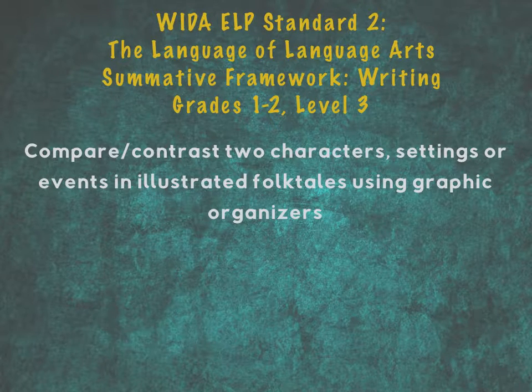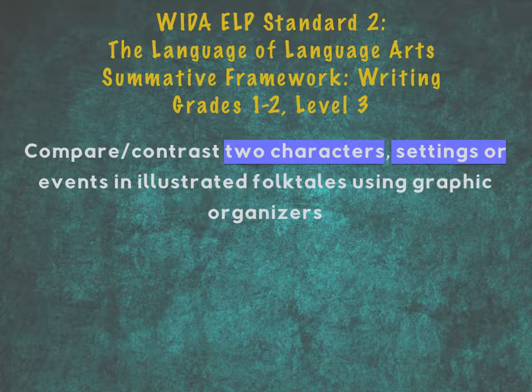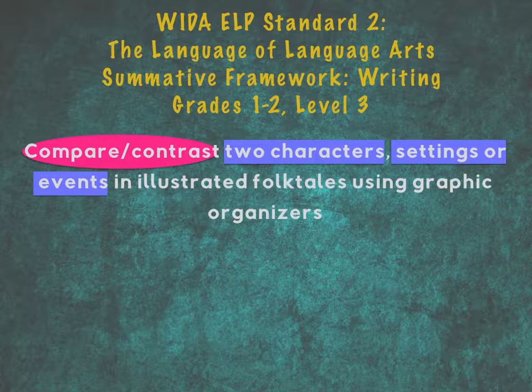So the first thing I'm going to look at in this standard is the nouns. What is the content? The first nouns I see are two characters, settings, or events. So two characters, settings, or events. And the skill, what the students are going to do with this content, is compare, contrast. Okay, so they're going to compare, contrast two characters, settings, or events.